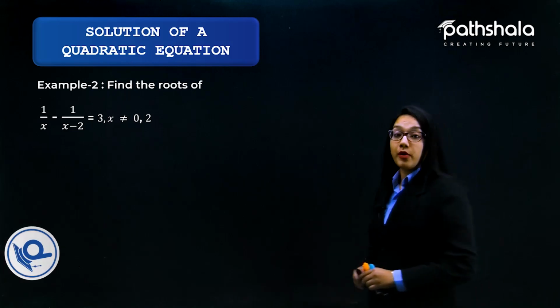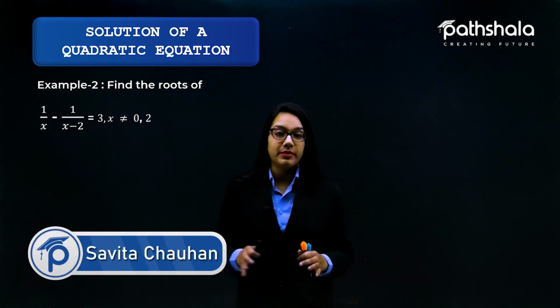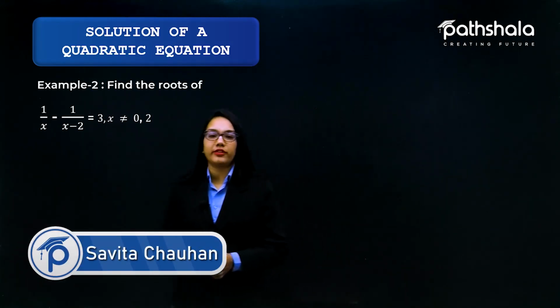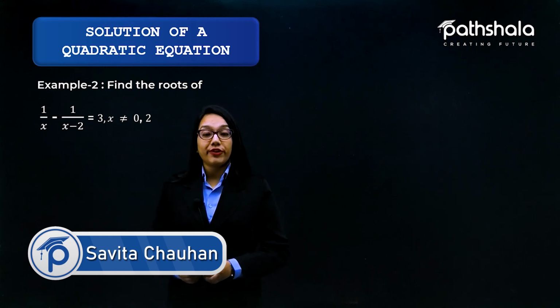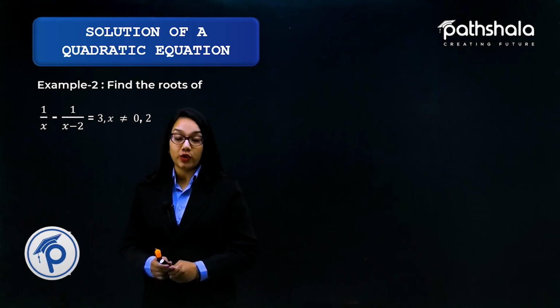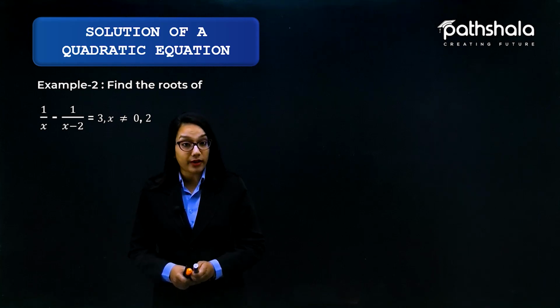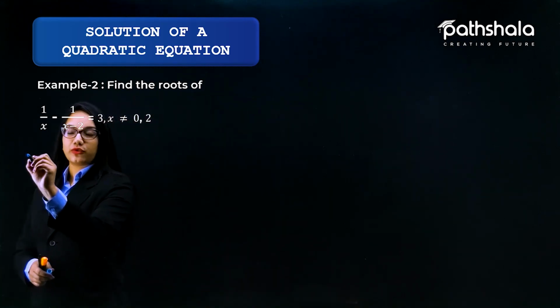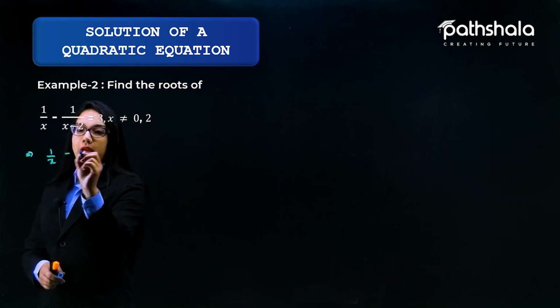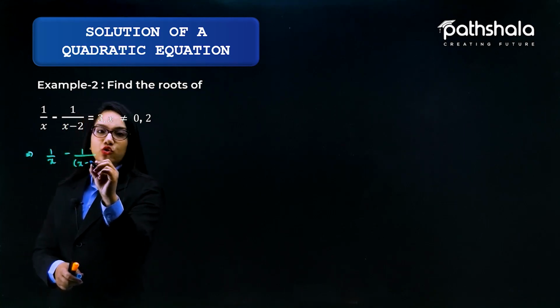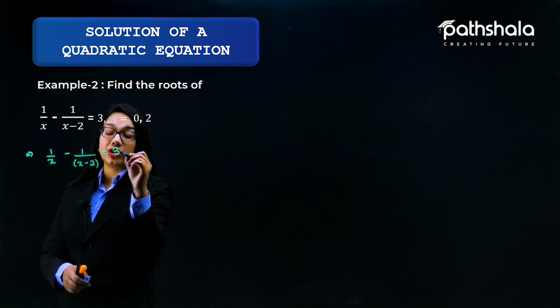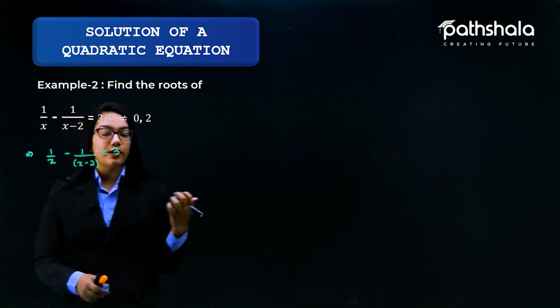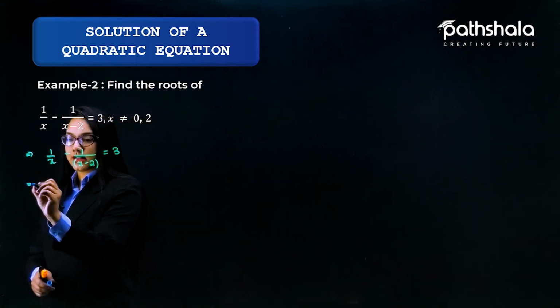Now let's talk about example number two. It says find the root of this particular equation. As we are finding the solution of a quadratic equation using the quadratic formula, let's first solve this equation. We have 1 by x minus 1 by x minus 2 equal to 3, with the condition that x cannot be equal to 0 and cannot be equal to 2. So let's take the LCM.